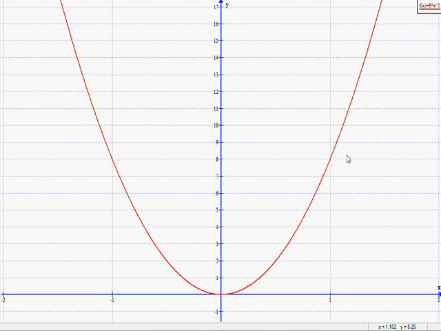Alright, so they want us to plot its derivative, which is 16x. And as we already know, 16x is a linear equation of form mx, where m is the slope. So we have this right here.